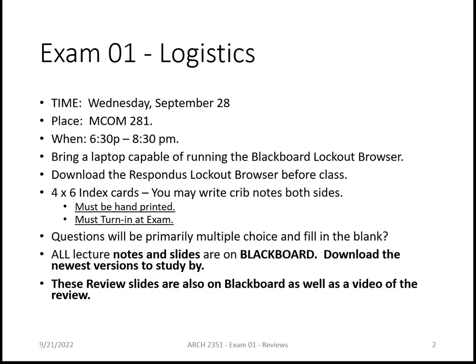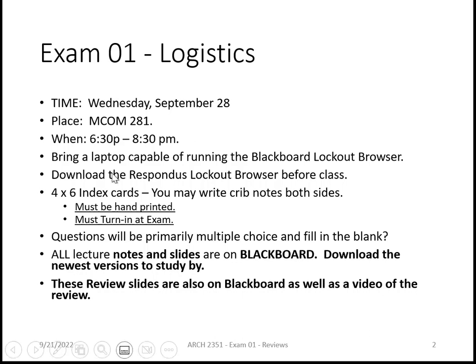Okay. So anyway, make sure you have a laptop and that it's running the Blackboard lockout browser. You need to download that Respondus lockout browser before class. I'm going to put up a test exam. You need to take that test exam. It will be about 10 questions long, but it'll also test whether your lockout browser is working properly and familiarize yourself with that.